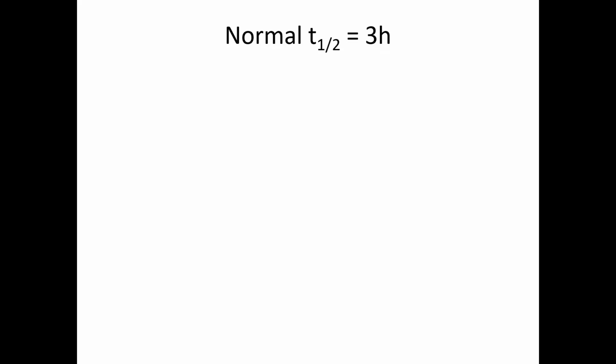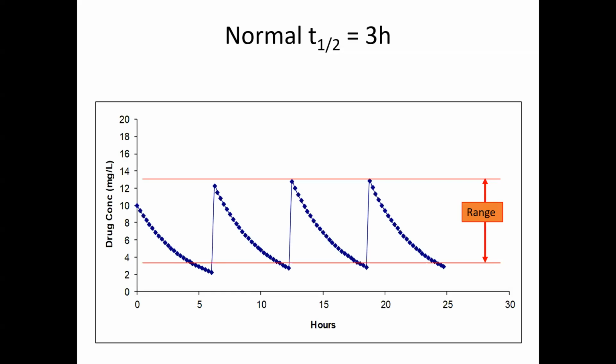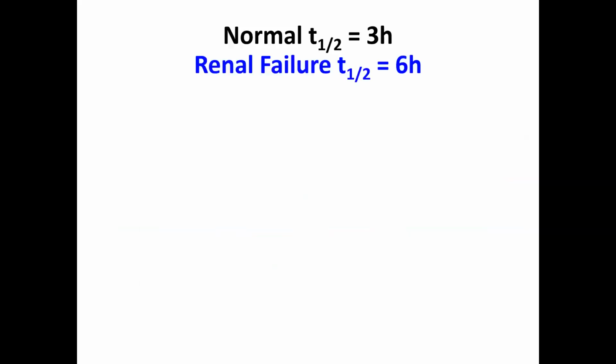For routine, normal drugs, if the half-life is, hypothetically, 3 hours, you give 10 milligram, elimination, second dose, elimination, third dose, elimination. So the drug stays within the therapeutic range. Perfect. Fine. Normal patient, proper renal function, half-life 3 hours. Now in renal dysfunction, the same patient, renal failure, the half-life has now become 6 hours, double.